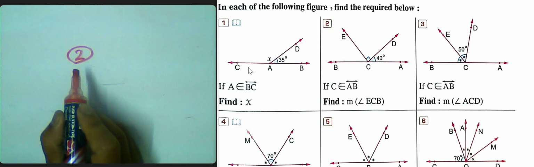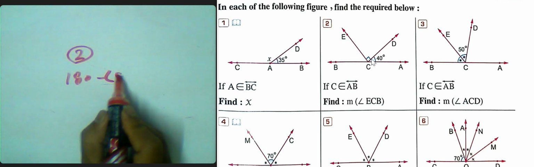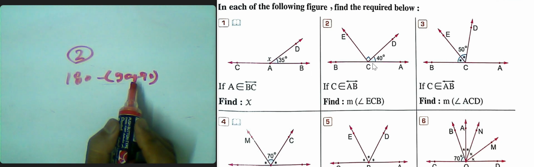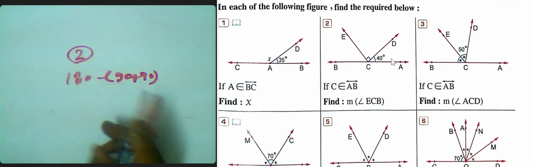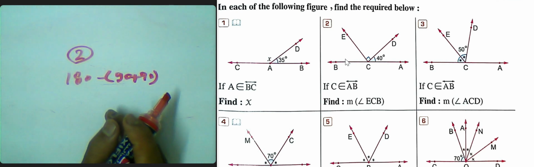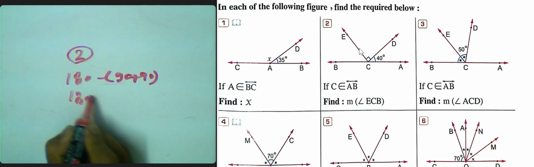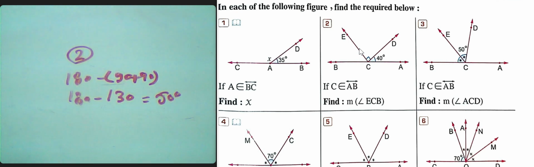Question number 2. You want to find the measure of angle ECB. To find the measure of this angle, you must write 180 subtract by the sum of two angles, 90 plus 40, because we have the straight angle ECB. The measure of this angle ECB equals 180. It's divided into three angles not equal in measure. First angle was 40 and second 90. We want to find the third. 180 subtract the sum of the two angles here. 180 subtract the sum of them, 130. Then the result will be 50 degrees.